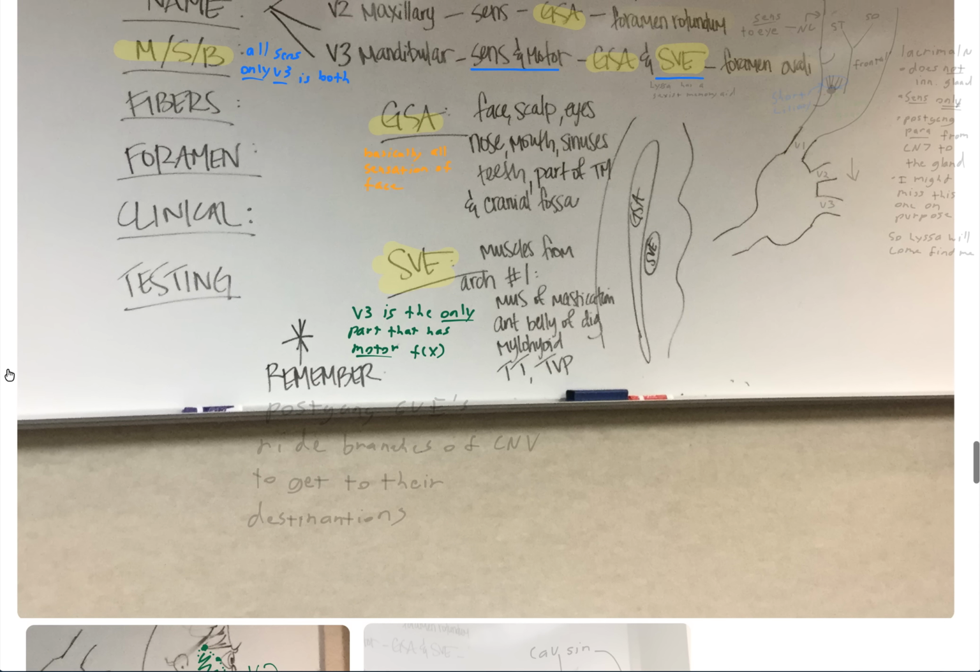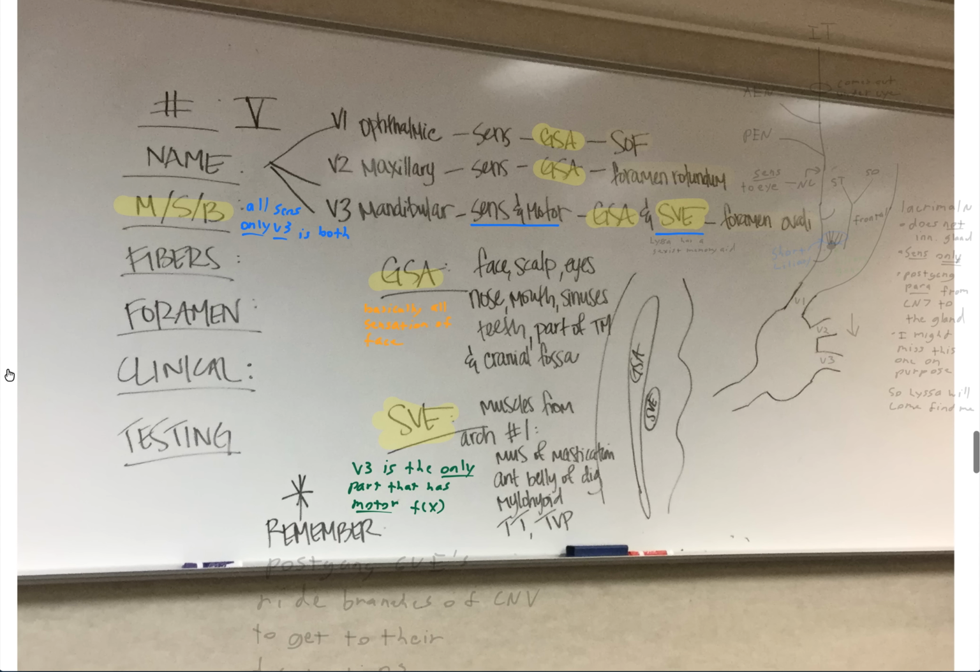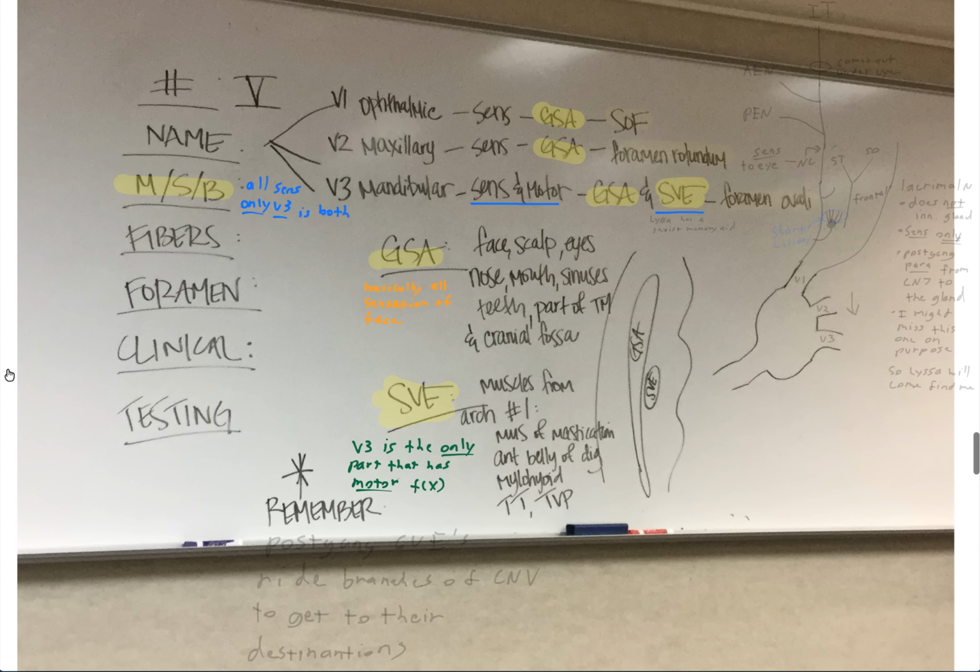Foramens. So the foramen for ophthalmic is what? The superior orbital fissure. Maxillary: rotundum. And mandibular: ovale. This is kind of sexist, but I always remembered I want a man in the Oval Office. That's how I remember the difference.